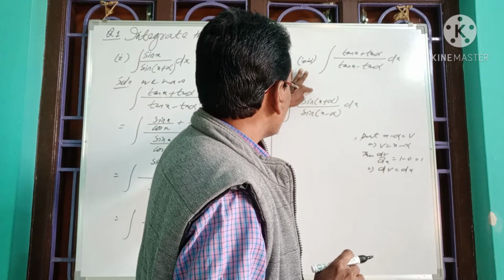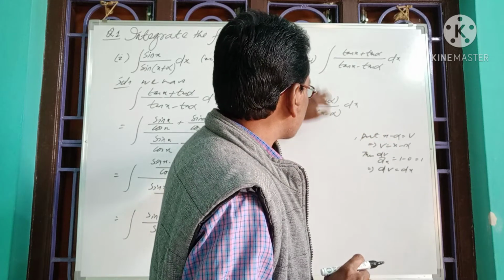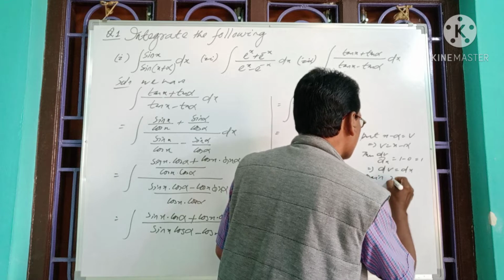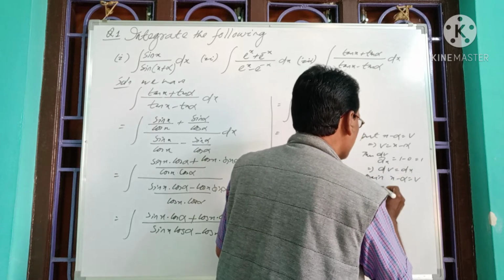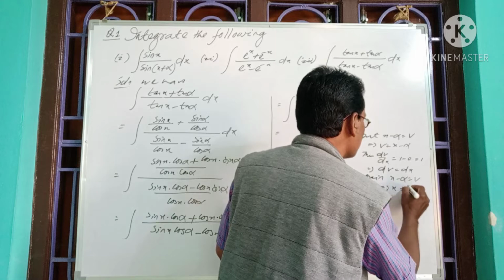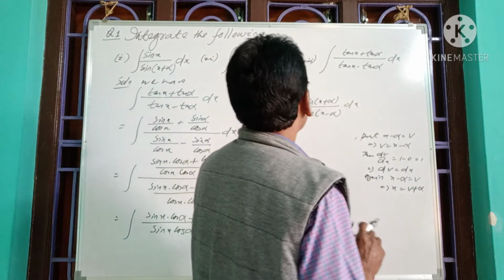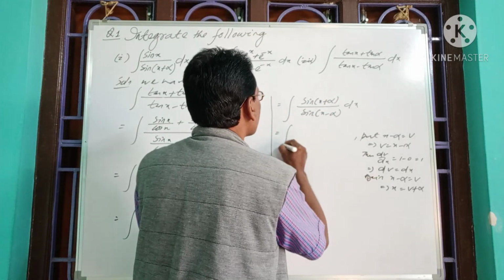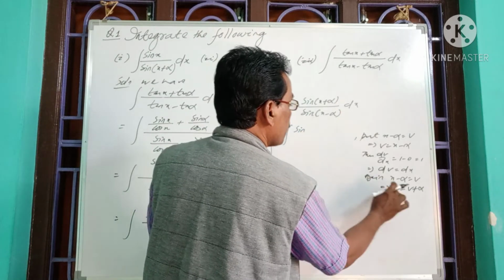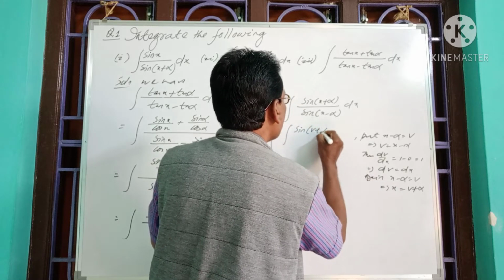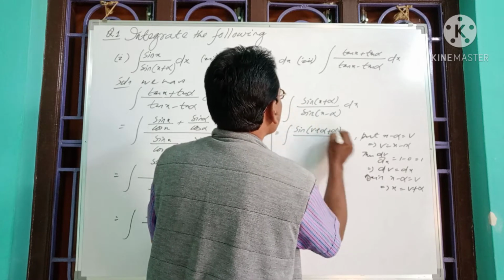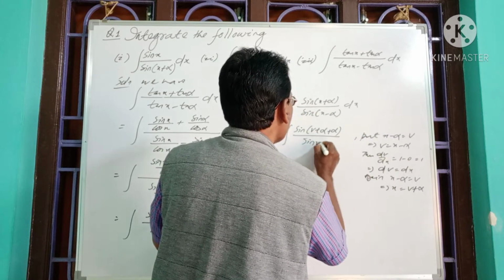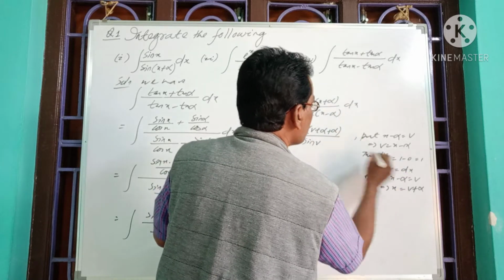Again, in the numerator we have x plus alpha, and that x will be transformed into a function of v. So again consider x minus alpha is equal to v, which implies x is equal to v plus alpha. So now the original function was in terms of x, and transforming into v we have integration of sin of, in place of x, v plus alpha, by sin of x minus alpha, for which we substitute v, so we have sin of v, then in place of dx we substitute dv.